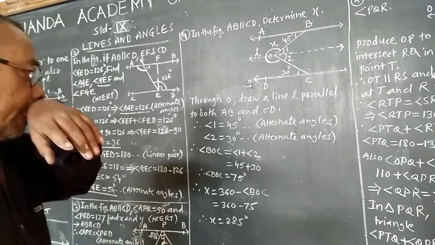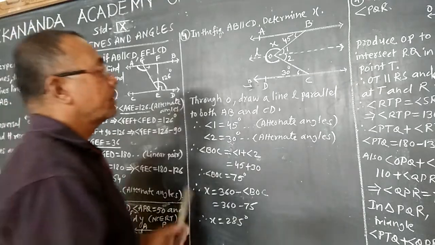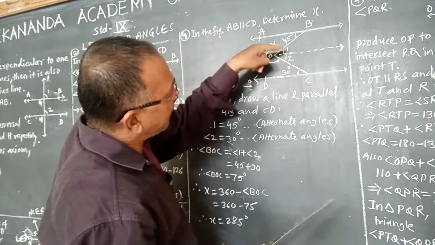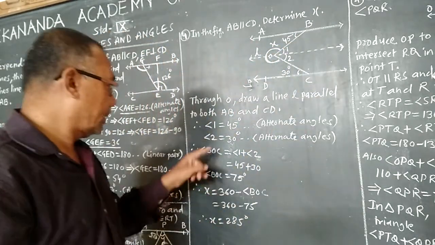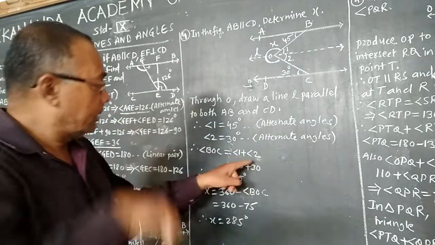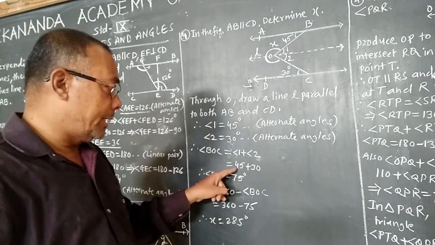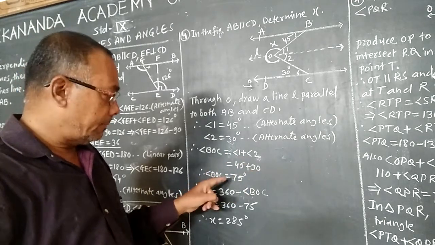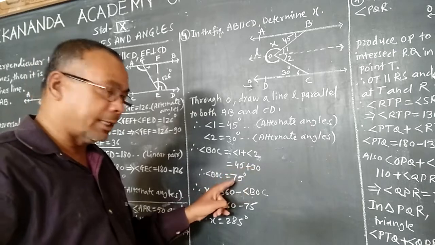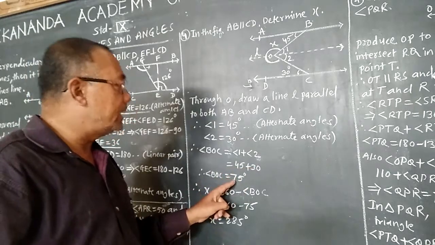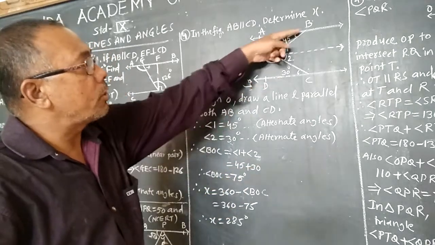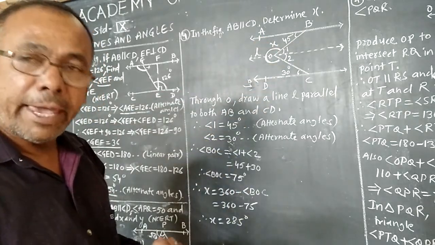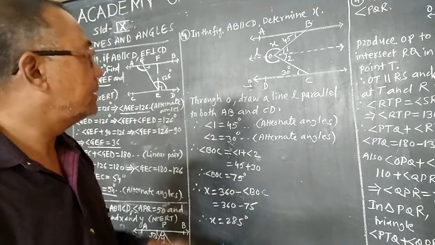Now angle BOC is equal to angle 1 plus angle 2. Now angle 1 is 45 degrees and angle 2 is 30, and therefore the measurement of angle BOC is equal to 45 plus 30, that is equal to 75 degrees. So we got the measure of angle BOC, but we are asked to find the measure of x, means the value of x.